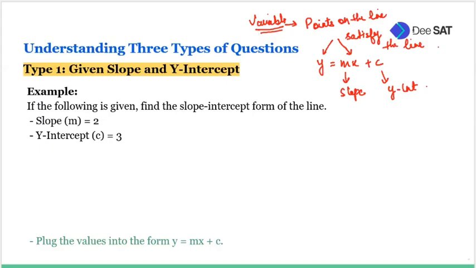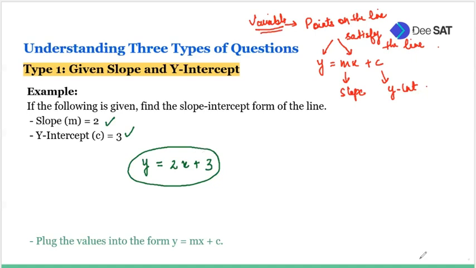Okay, now we need to look at the considerations. For example, if the slope and the y-intercept both are given to us, slope is 2, y-intercept is 3, can we figure out the equation of this particular line? Yes, we can do that. We can easily write that y is equivalent to, in the place of slope, 2x plus, in the place of c, I'll be writing 3. So this is my equation for the line: y is equal to 2x plus 3.